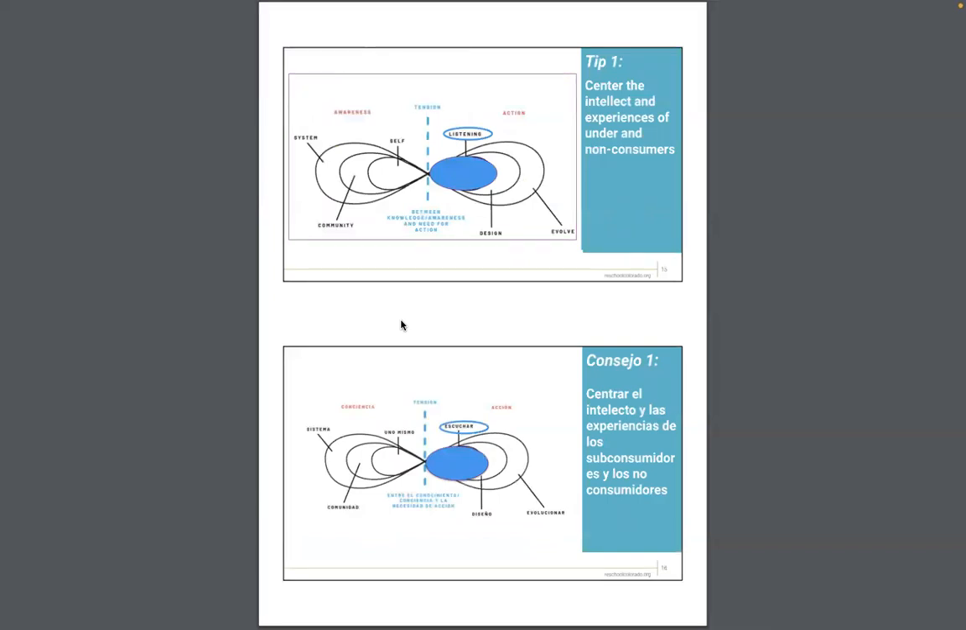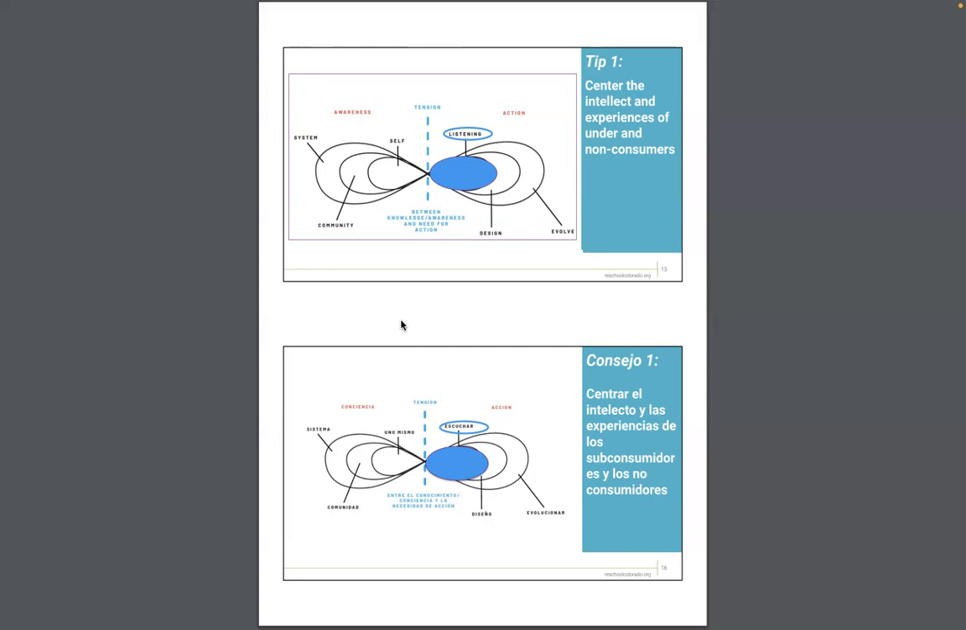Okay, we're going to get into our first tip. There's 3 that we're going to walk through. This first one is about centering the intellect and experiences of under and non-consumers. Reschool started out in 2013. And when we did, we leaned on Clay Christensen's and the Christensen Institute's idea of disruptive innovation. And part of that is about really partnering with and learning from under and non-consumers.